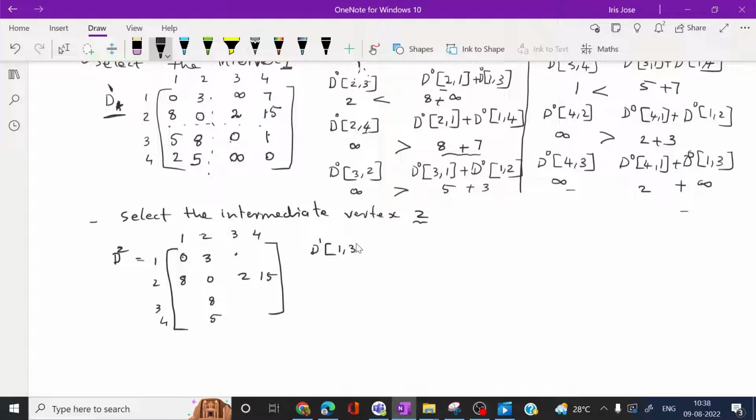1 3. So here the intermediate vertex is 2. So we have to find the distance from this node, 1 to 2 plus 2 to 3. So here we'll compare this with D1, 1 to 3. The intermediate vertex is 2. So between 1 and 3 we have to keep 2 as the intermediate vertex. D1, 1 to 2 plus D1, 2 to 3.